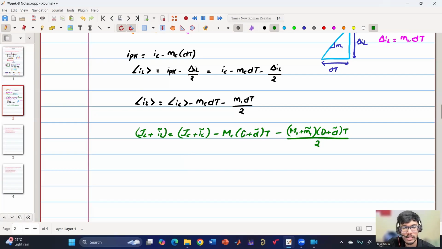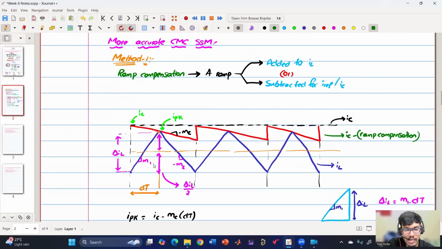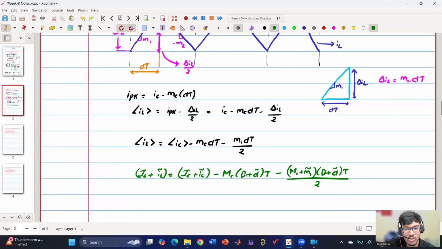I have perturbed everything, and MC is constant because MC is in our hands, whereas the slope M1 can change because it depends on V0. V0 is not always regulated. During transient, it is changing, but MC is fixed. That's why MC perturbation is not considered. MC perturbation is 0 because MC is always constant. Is this part clear?